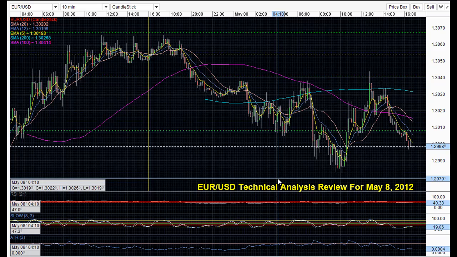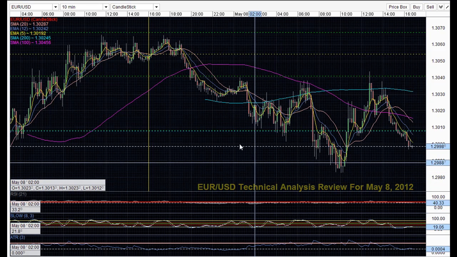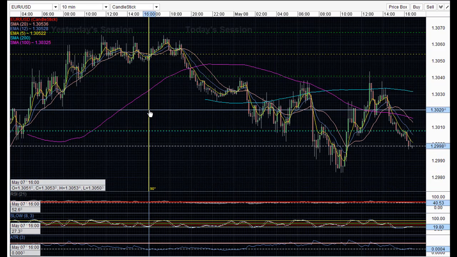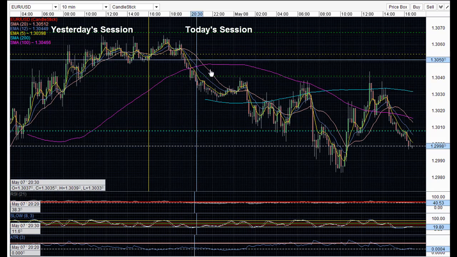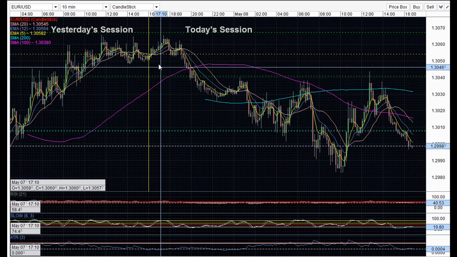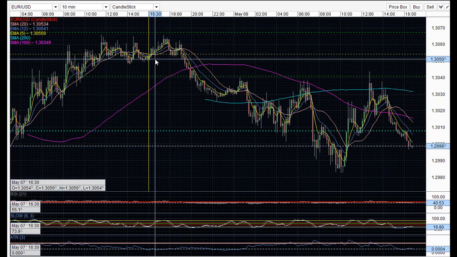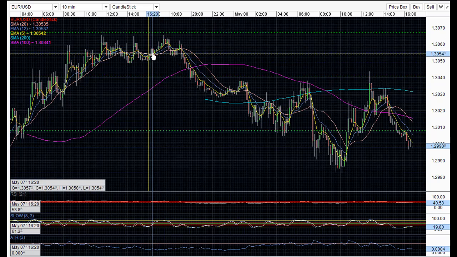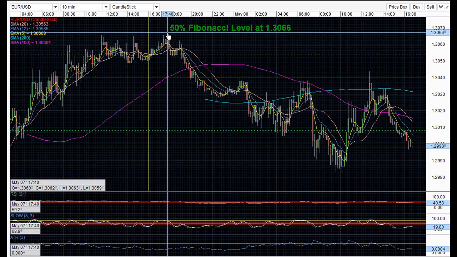Today is May 8th, 2012 and we are currently looking at price action on our 10-minute chart. As you can see, I have this yellow vertical line drawn in, which is dividing today's trading session from yesterday's trading session. Upon the open of the Asian trading session, we saw this move upward, and it tried to test this resistance at our 50% Fibonacci level at 30.66, but it had a hard time breaking above that resistance.